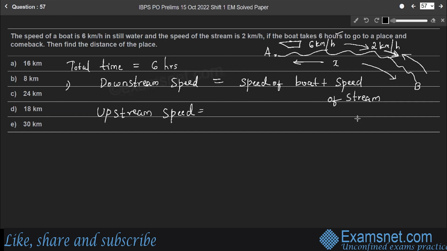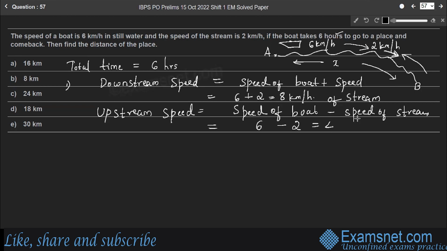Since boat is moving in the opposite direction of the stream, upstream speed is speed of the boat minus speed of the stream. What is downstream speed in this case? Speed of the boat is 6 km per hour and speed of the stream is 2 km per hour. Therefore, 8 km per hour is downstream speed, whereas upstream speed is speed of the boat 6 minus speed of the stream. Therefore, 4 km per hour is upstream speed.